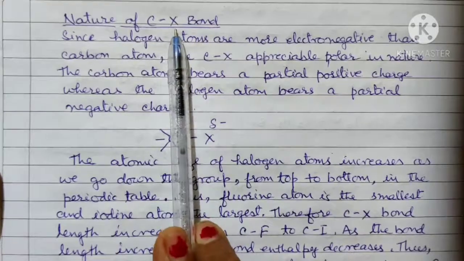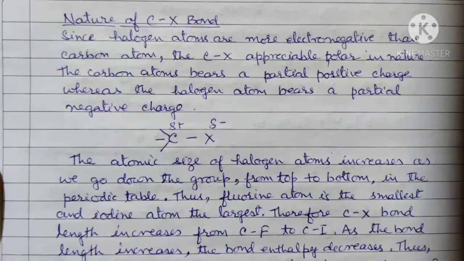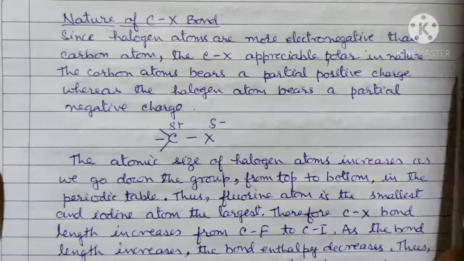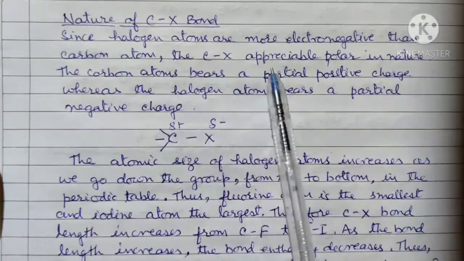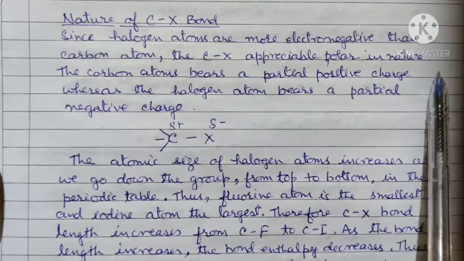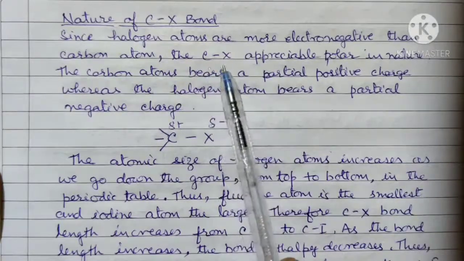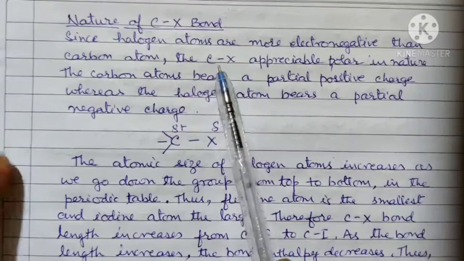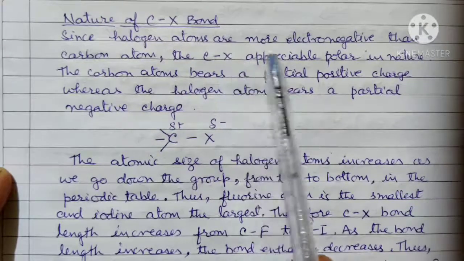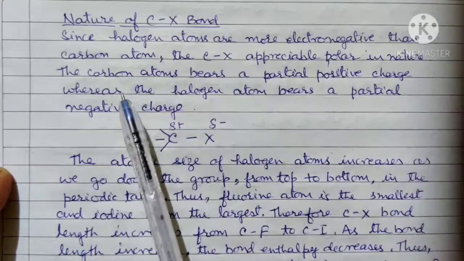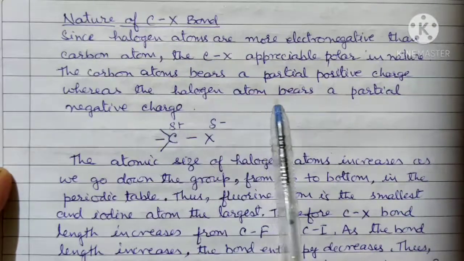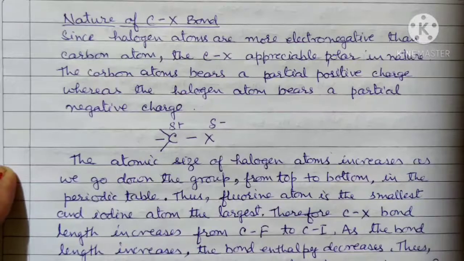Now we'll study the nature of the C-X bond. This X is for the halogens: fluorine, chlorine, bromine and iodine. Since halogen atoms are more electronegative than carbon, the C-X bond is appreciably polar in nature, because the halogen is more electronegative and attracts the shared pair of electrons towards itself, and that's why this bond is a polar bond. The carbon atom bears a partial positive charge, whereas the halogen atom bears a partial negative charge.